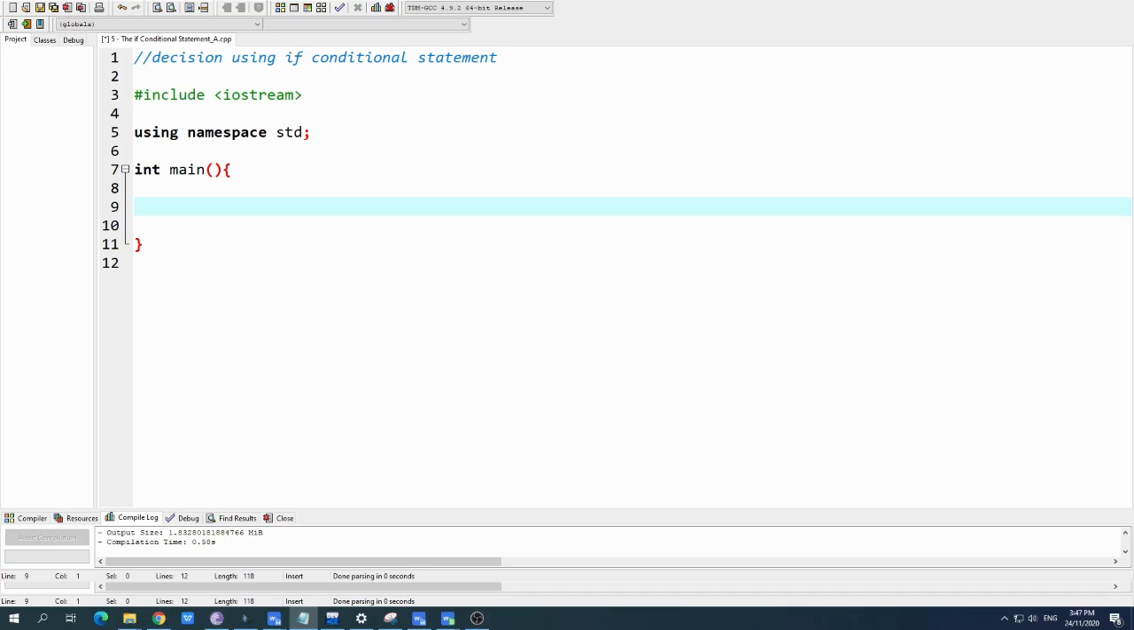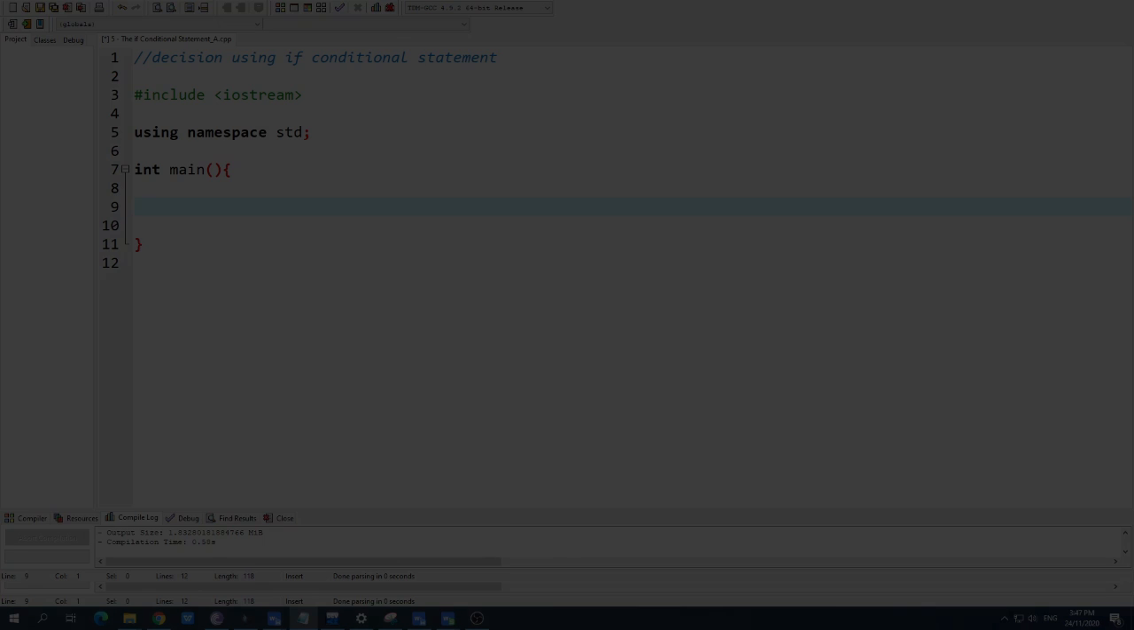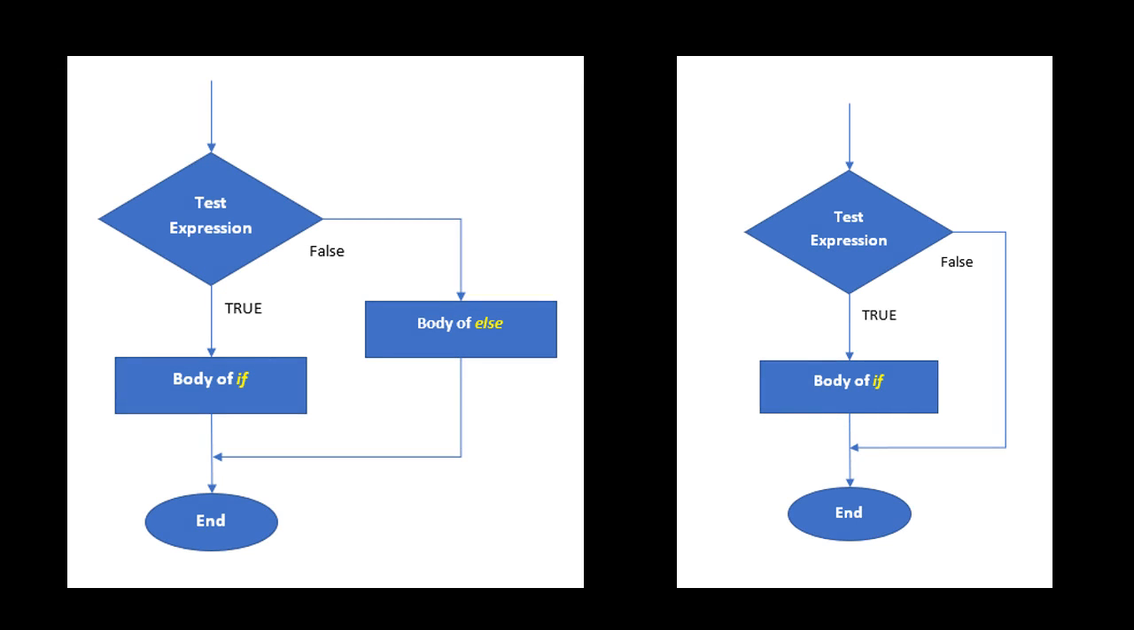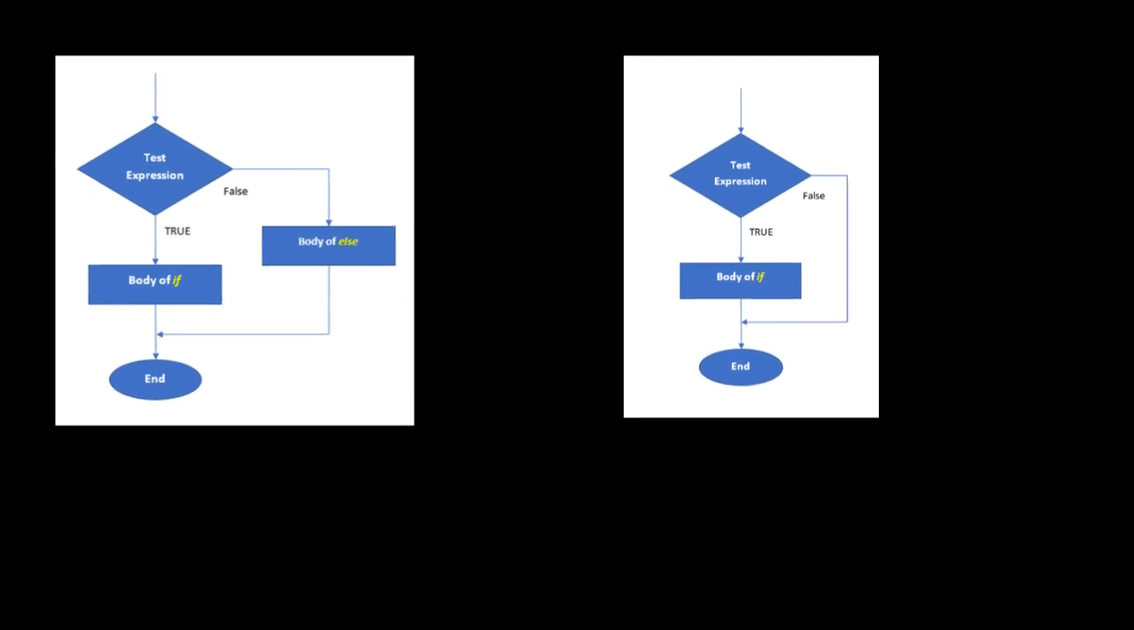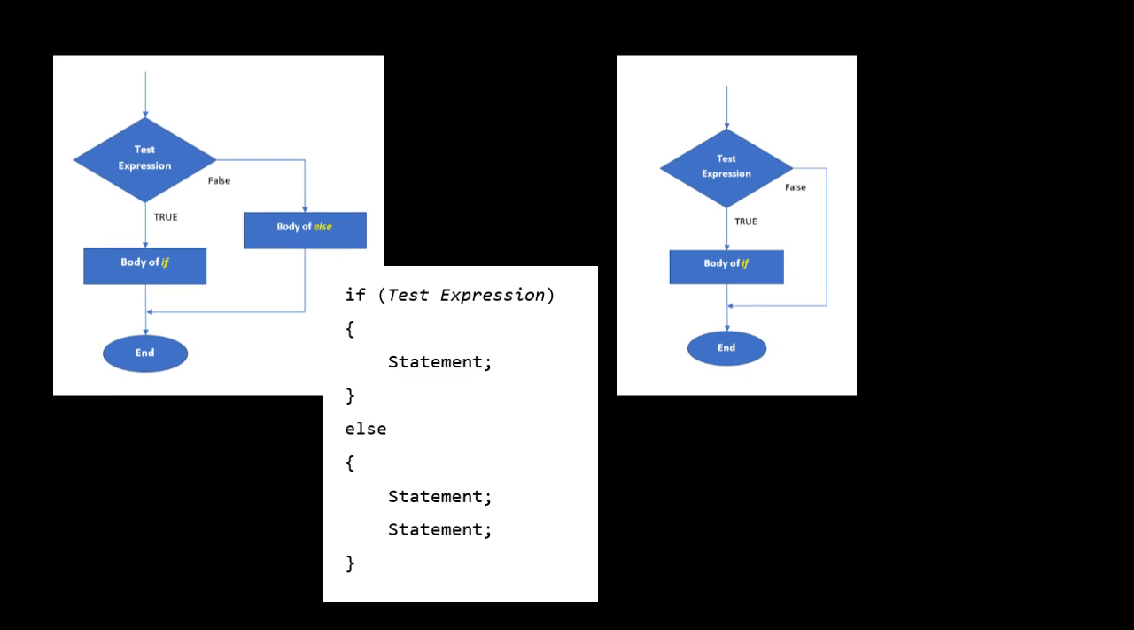Conditional statements are used to allow the program to perform different actions. The simplest conditional statement is the if-else, which can be used without the else. The syntax of the if-else statement uses the keyword if followed by the test expression inside the parentheses that returns either true or false.